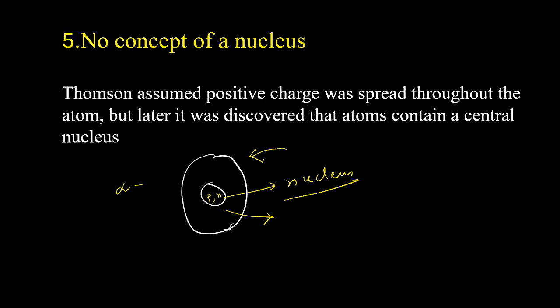So Thomson assumed positive charge was spread throughout the atom, but later it was discovered that atoms contain a central nucleus, right? So there was no concept of the nucleus in J.J. Thomson's atomic model. So these are the limitations of J.J. Thomson's atomic model. I hope in this lecture you have understood properly what J.J. Thomson's atomic model is, what the postulates are, and what the limitations of J.J. Thomson's atomic model are.